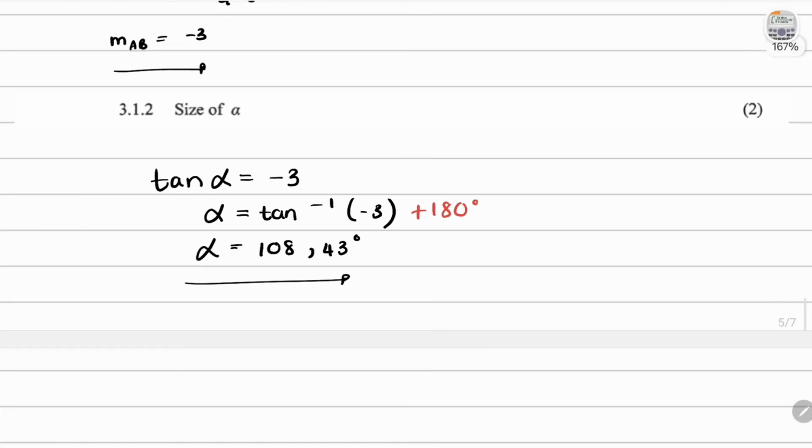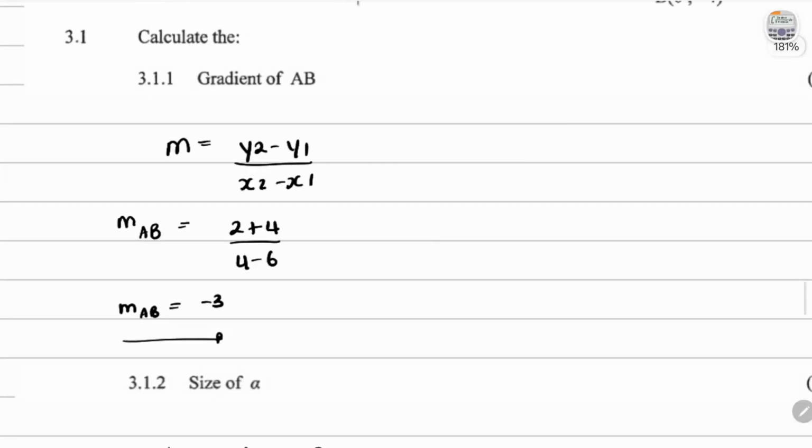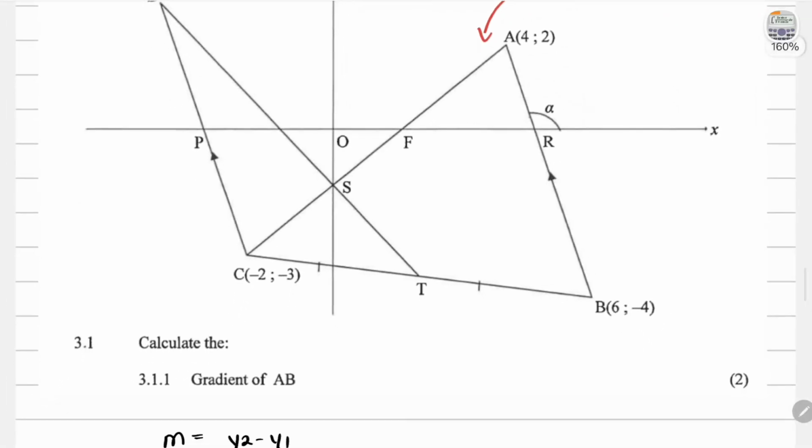Moving on to the next question. Next we have to find the coordinates of T. So where is T? T is the midpoint of this line. So we're just going to use the midpoint formula to find that midpoint, that's all.